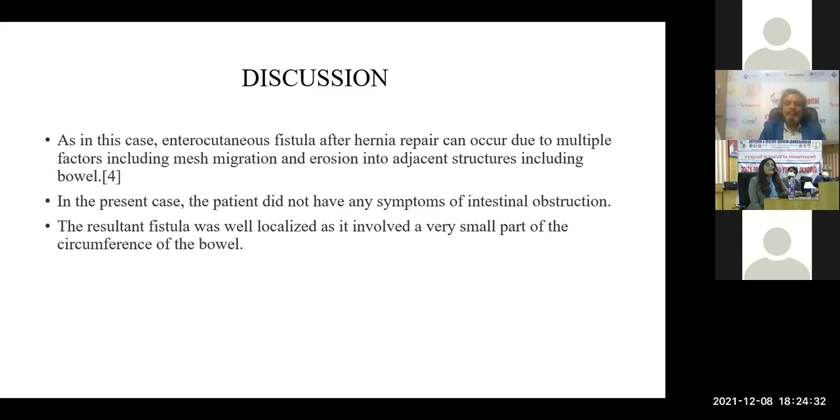Discussion. As in this case, enterocutaneous fistula after hernia repair can occur due to multiple factors, including mesh migration and erosion into adjacent structures, including the bowel. In the present case, the patient did not have any symptoms of intestinal obstruction. The resultant fistula was well localized as it involved a very small part of the circumference of the bowel.